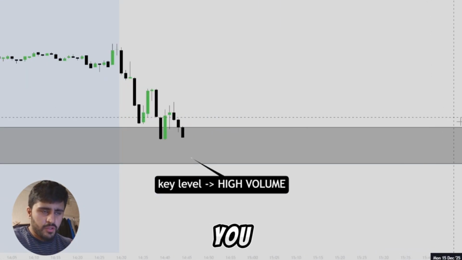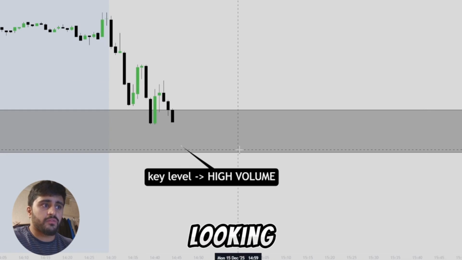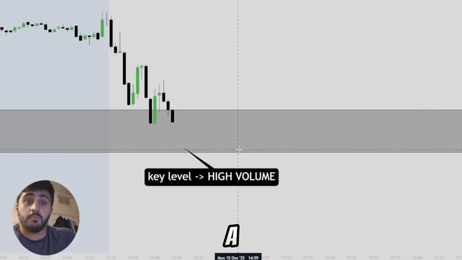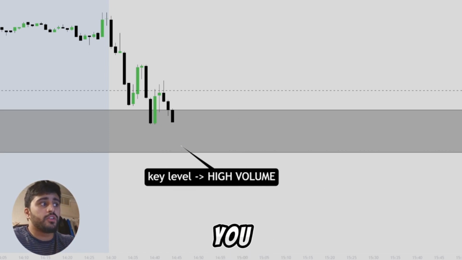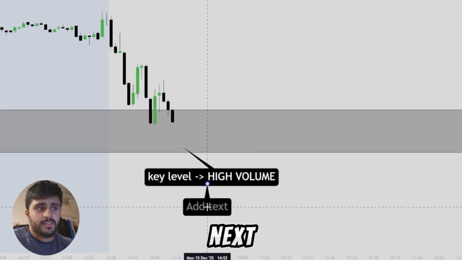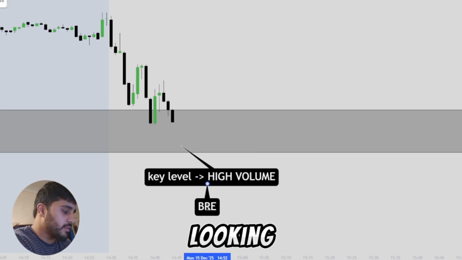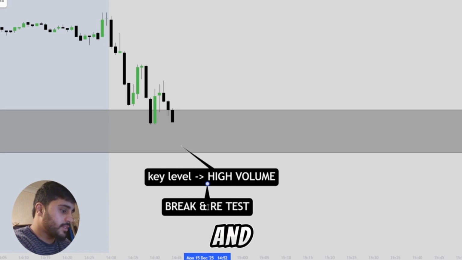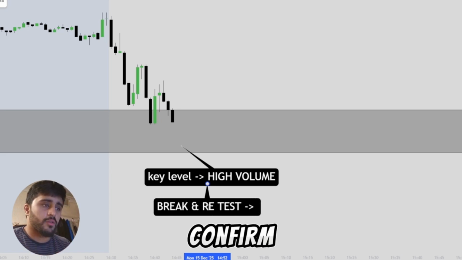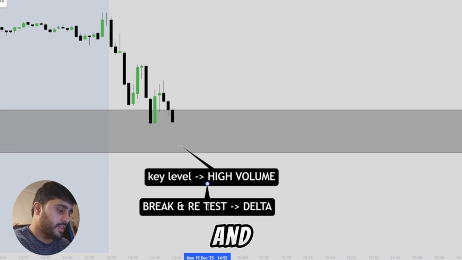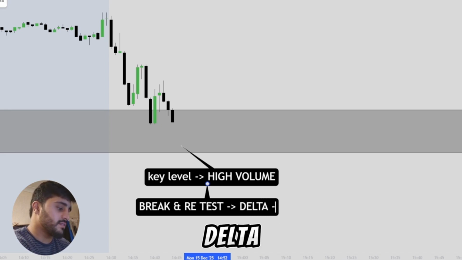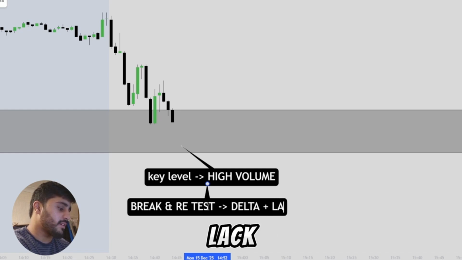That's not enough. When you go down to a lower time frame, what you're looking for is some kind of order flow data to confirm whether you want to take a bullish trade or a bearish trade, right? So the first thing is key level, you need high volume. The next thing is once you get into a key level, you're looking for a break and retest. And the break and retest, you can only confirm whether it is bullish or bearish with the delta. We're going to be breaking that down. So it's basically delta, and we're looking for lack of follow through.